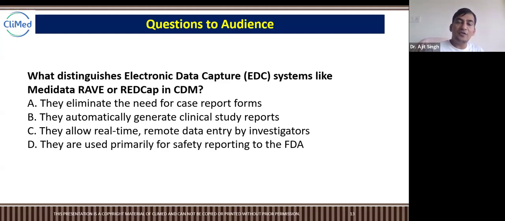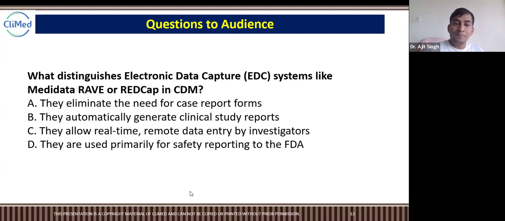They eliminate the need for case report forms. They automatically generate clinical study reports. They allow real-time remote data entry by investigators. They are used primarily for safety reporting to the FDA. So, yes, guys, what could be the right answer? Like, why do we choose electronic data capture systems?